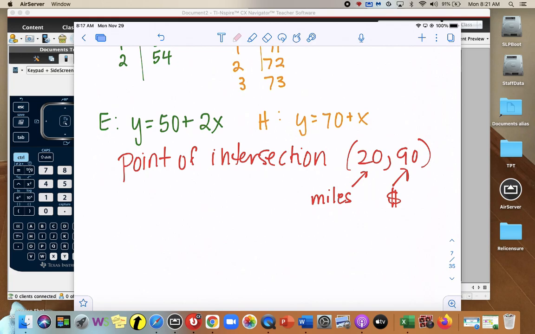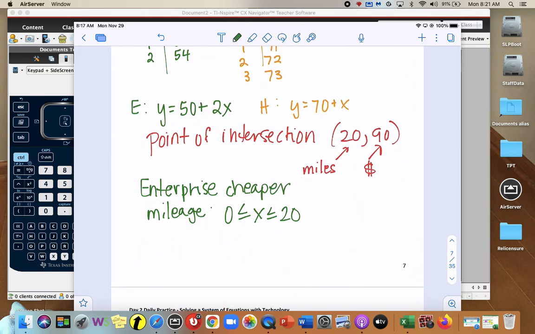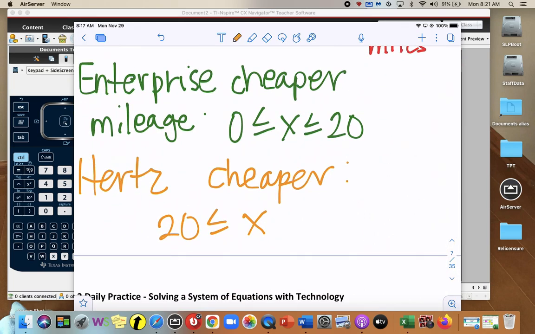So then I ask, when is each one better? So Enterprise is going to be cheaper. Enterprise is cheaper if the mileage, and did I spell that right? No, I did not. Mileage is between 0 and 20. And then Hertz is going to be cheaper when your mileage is going to be 20 or greater. So I don't know what that end will be, so I'll just say when X is greater than or equal to 20. I can write it two ways.